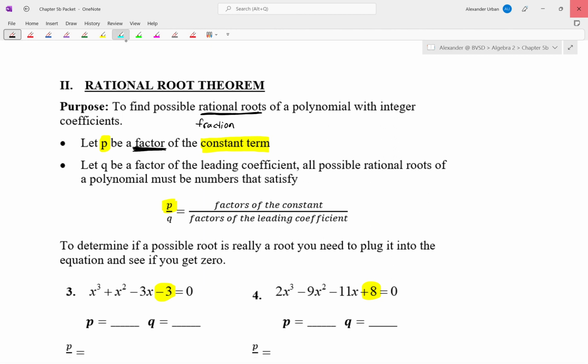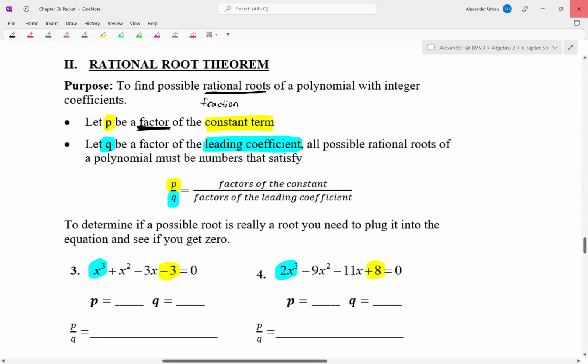So now we're going to look at q. Q must be a factor of the leading coefficient. So that is the number in front of the highest power, or multiplying the highest power. So in this case, we have p over q, and then all possible rational roots of the polynomial must be satisfied by this p divided by q. And this will get a little confusing if we have an a value, which we do for number 4, or a q value I should say. But let's take a look.